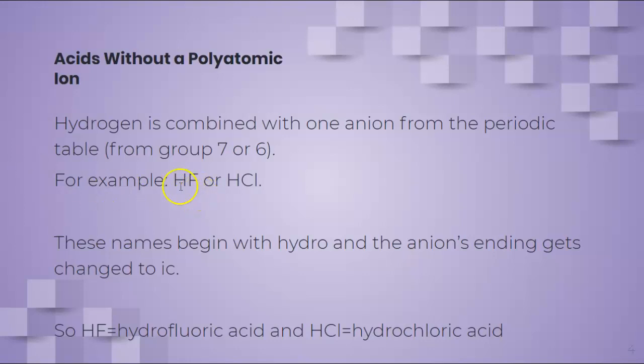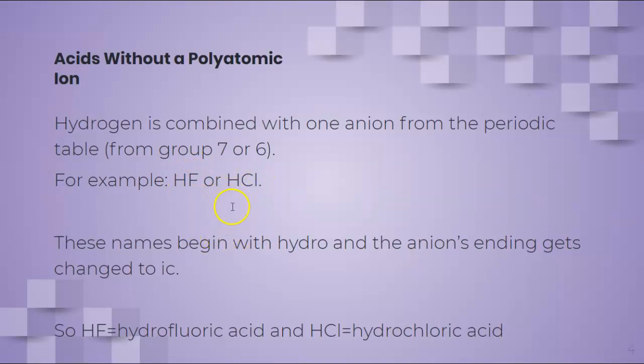And so here are two examples. Notice we have one hydrogen and one fluorine, because +1 -1. We have one hydrogen and one chlorine, again, +1 -1. But if we wanted to name this, any of these types of acids are going to start with hydro, okay? And then they're going to take the anion, and before it would be fluoride, well, it's going to be ic. So this is hydrofluoric acid, okay?